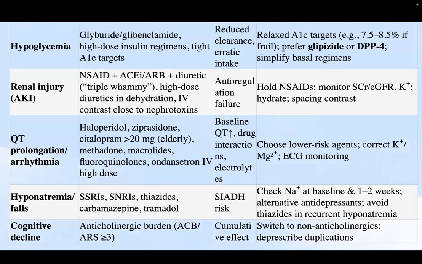For the patient who is admitted, right? So these are anticholinergic burden scales, ACB and ARS. And for that, you can switch to non-anticholinergics and deprescribe duplication as well. Okay, so these are some of the high risk combinations of drugs you need to check, and some of the skills you need to have in your mind while going on the ward rounds or checking the patient's cases.